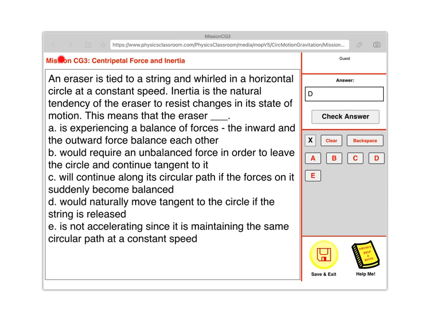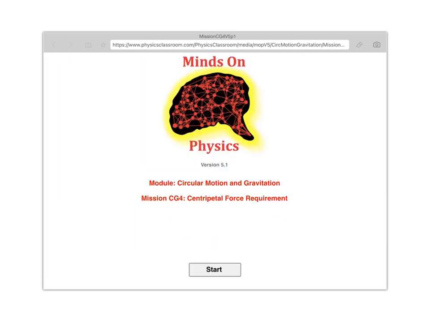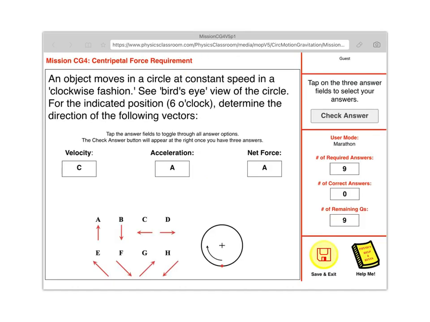So we're on CG4. And we know from previous exercises that the velocity vector is always in the direction tangent to the circle. And the force and acceleration vectors have to be perpendicular to that and pointing toward the center. So there are our answers.